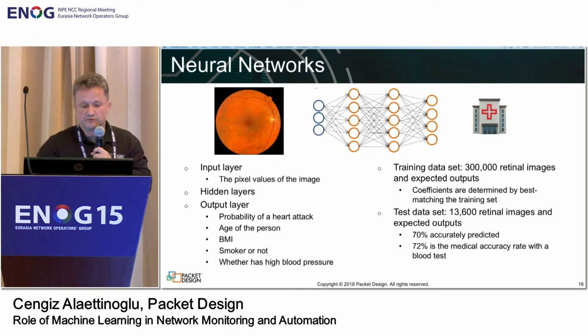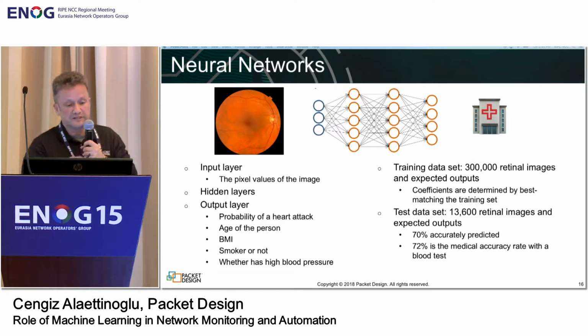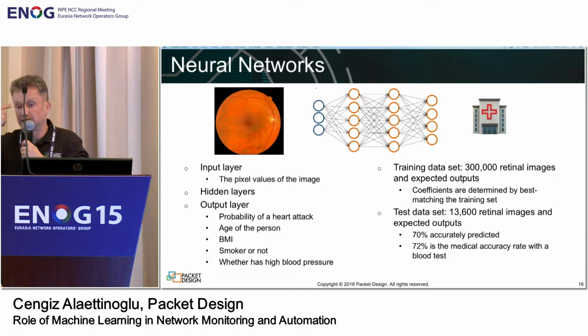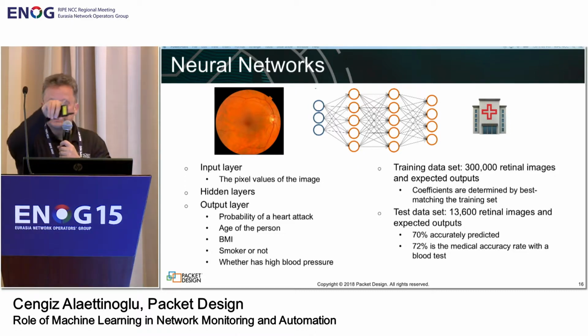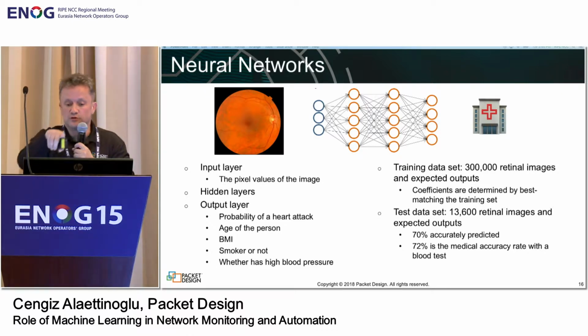And how do neural networks work? On the left-hand side here, there's the image of your retina, and there are these lines on it. These are actually blood vessels. And then there is the neural network.